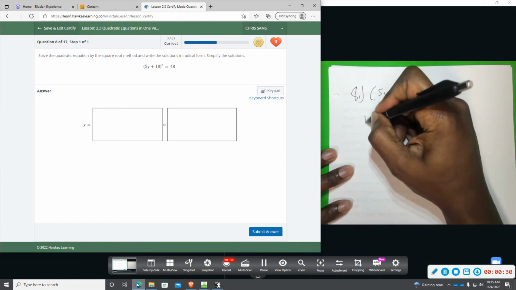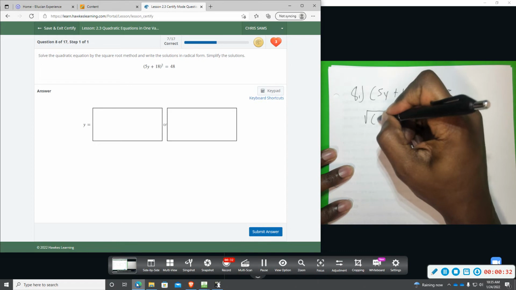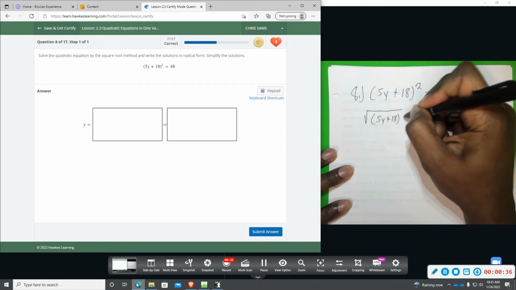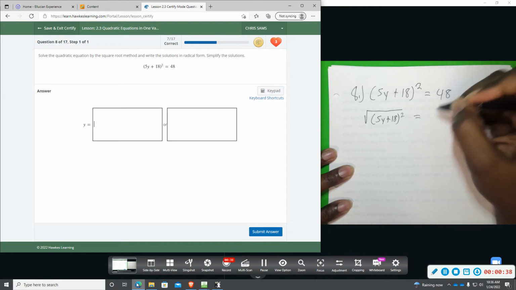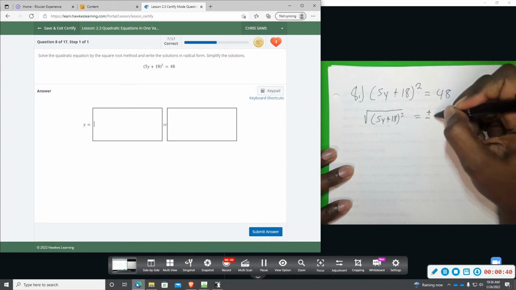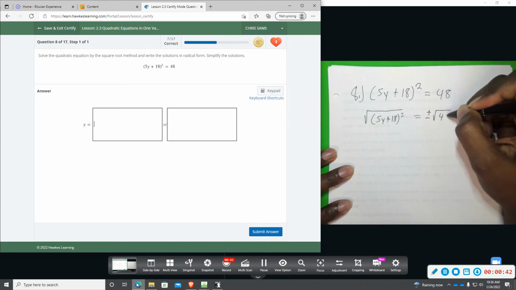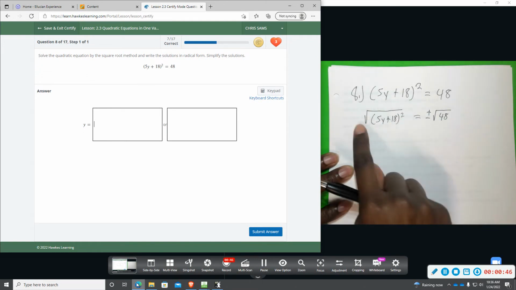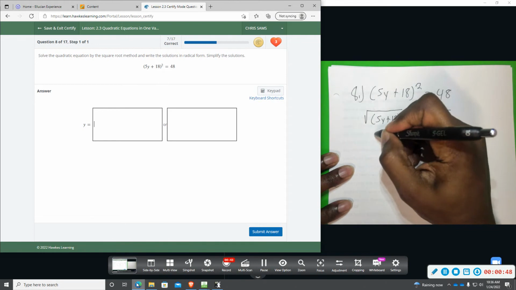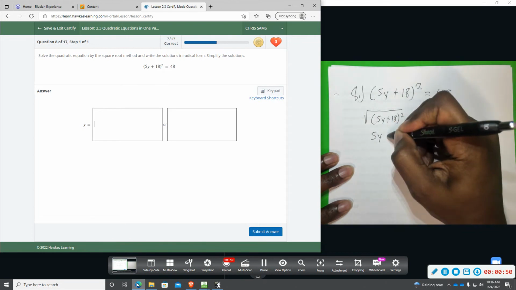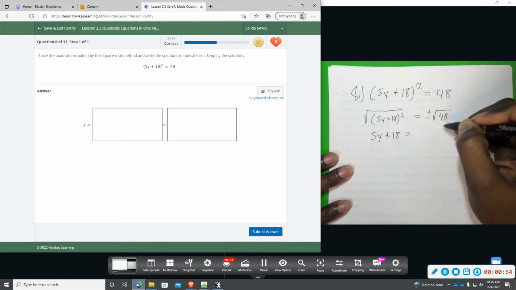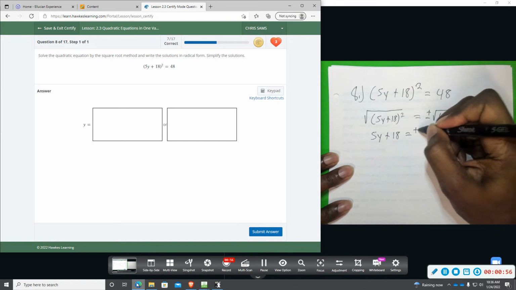I'm going to do the square root of 5y plus 18. And when I do the square root of a number, you have to remember that plus or minus. Square root here will just cancel out the square, so no need for plus or minus. We have 5y plus 18 equals, we're going to reduce this radical, positive or negative.